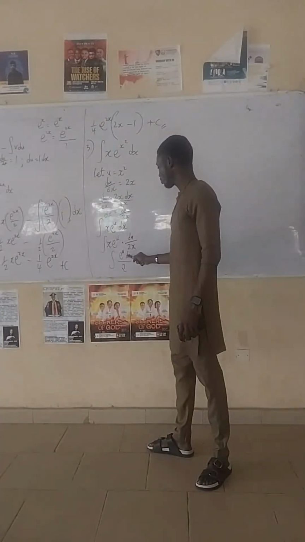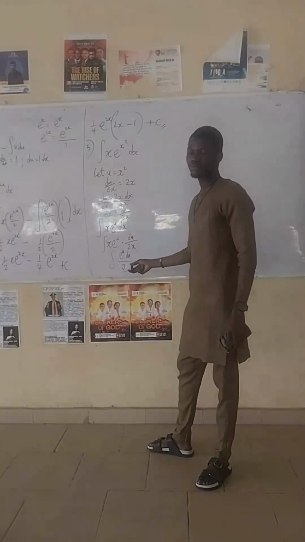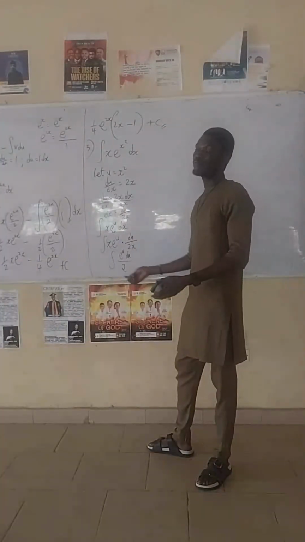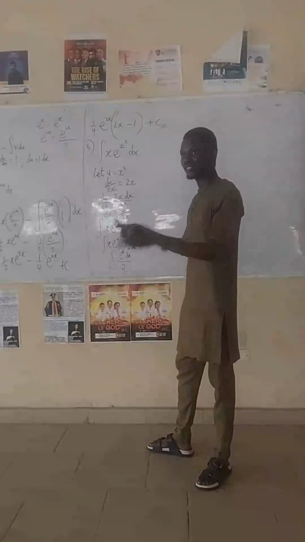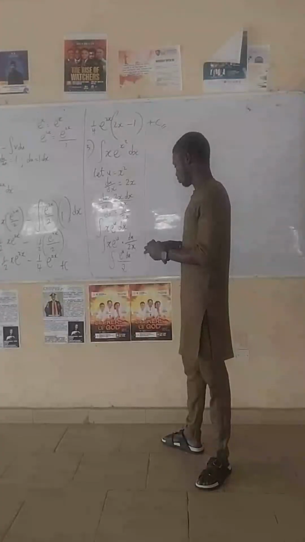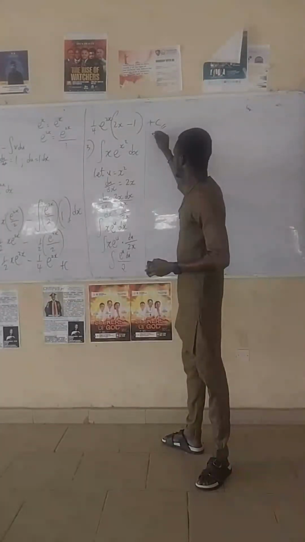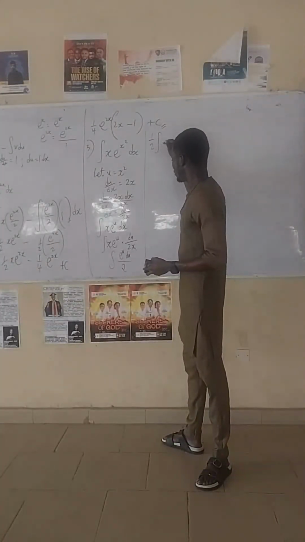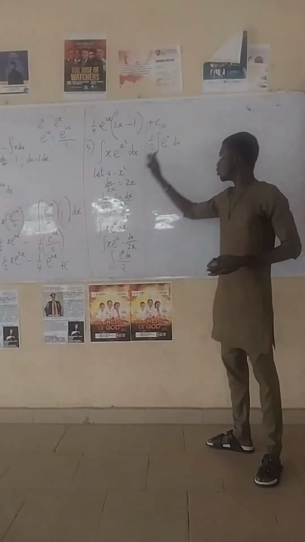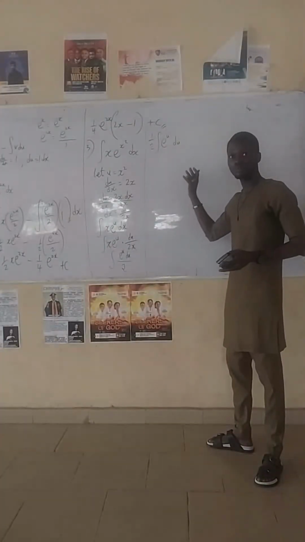Now, this over 2, that's 1 over 2, is the coefficient. It can come out, just like in integration. So we have 1 over 2 integral of exponential u du. The 1 over 2 comes out, so you have the integral of exponential u du.